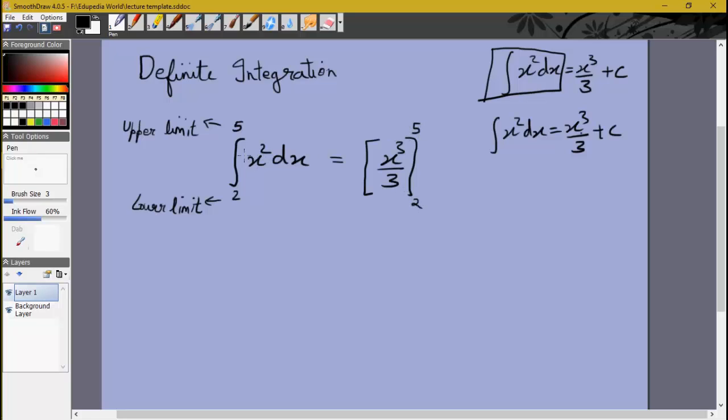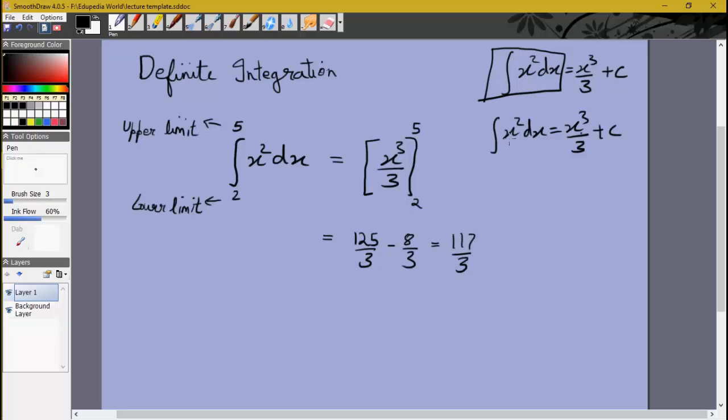So if the indefinite integral of x squared is x cubed by 3 plus c, then the definite integral of x squared would be simply x cubed by 3, and you would have to take it at two limits, the lower limit and the upper limit, and this value is defined as the difference between the two limits. So this would be 5 cubed by 3, that would be 125 by 3, minus 2 cubed by 3, which would be 8 by 3, or that would be 117 by 3.